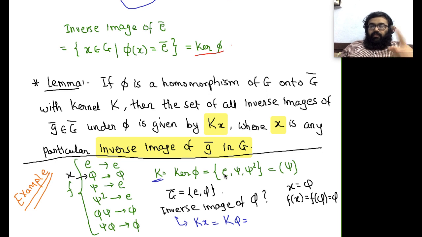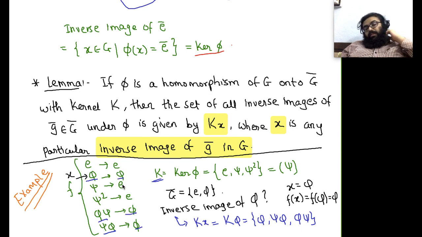So K phi means multiply K with phi. So what is e phi? e phi is phi, psi phi, and psi square phi. What is psi square phi? Either I write psi square phi, or I can write it as phi psi, and you can see these are the three. One is phi itself, x certainly, then next is phi psi, psi phi, and phi psi. So they are the inverse images of phi. So this is an example.